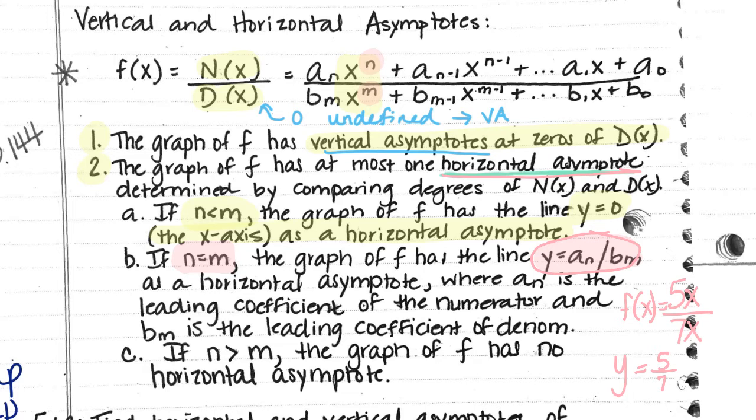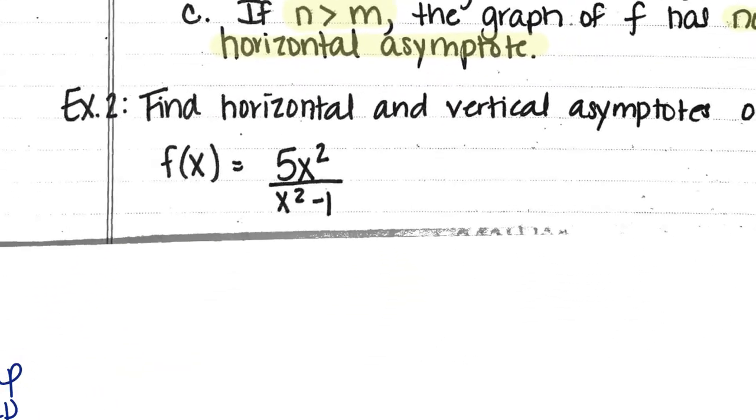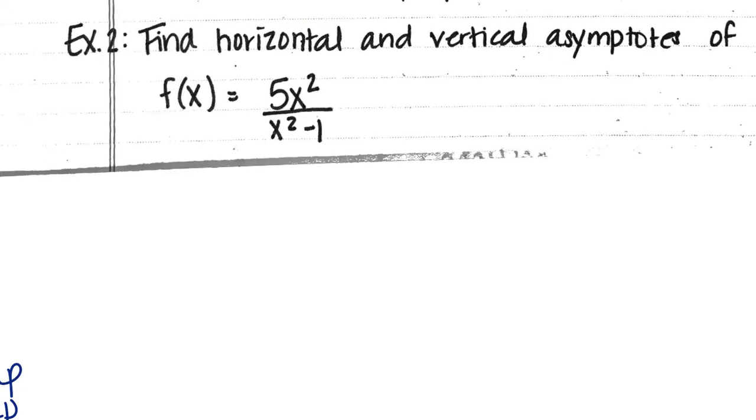Still working on those horizontal asymptotes. If n is greater than m, then it has no horizontal asymptotes. So let's look at a few graphs. Well, let's look at a couple right now. Find the horizontal and the vertical asymptotes of f of x equals 5x squared over x squared minus 1.